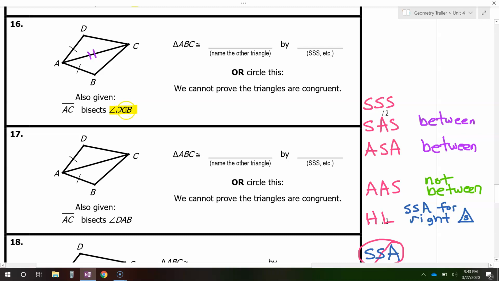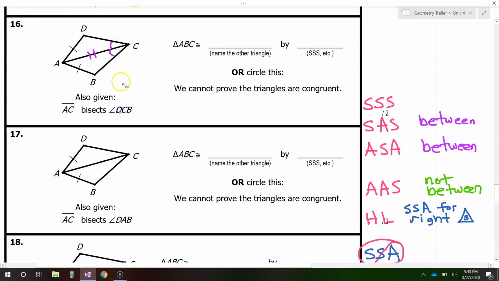Angle DCB. All right, here is angle DCB. Let me highlight it for you. DCB. That is the angle that's being cut in half by AC. So if this angle is being cut in half, that means that this angle is congruent to this angle. All right, now we have all the markings we need.